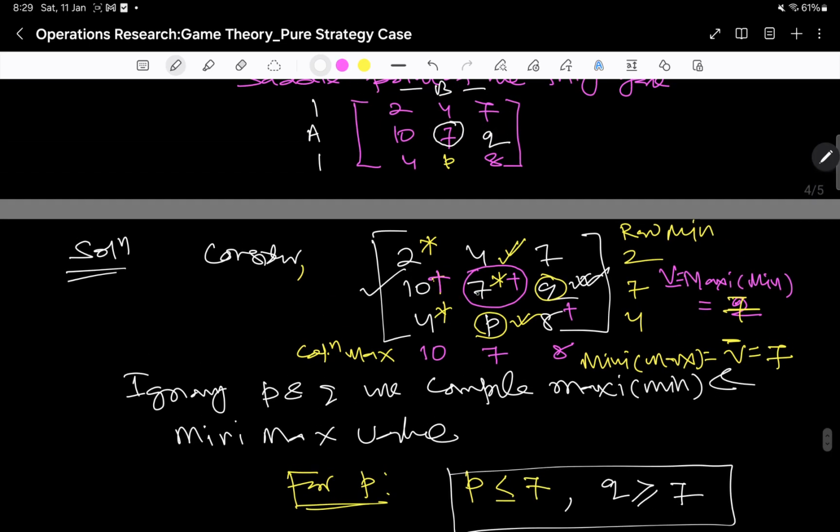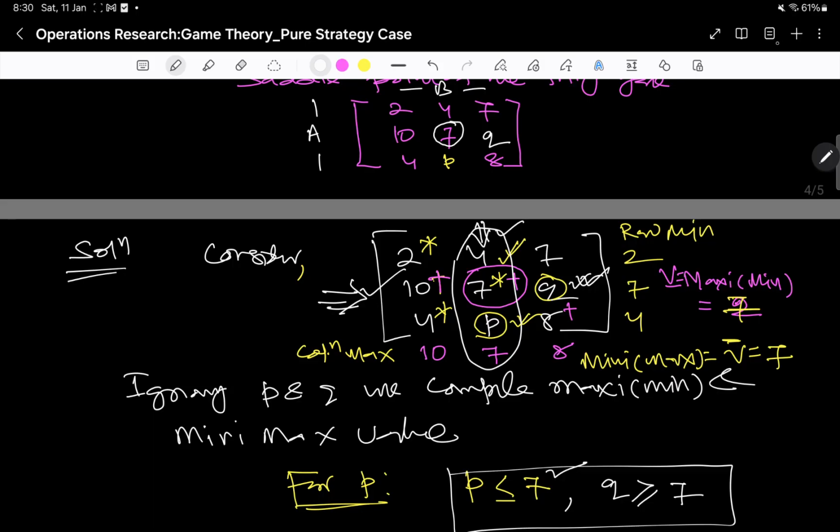From this point of view, we see this row and this column. We have taken the column maxima here, right? Since 7 is the maxima, P cannot be superior to 7. So P is less than or equal to 7. Now from this row point of view, 7 is the row minima, so Q cannot be smaller than that. So Q should be greater than or equal to 7.